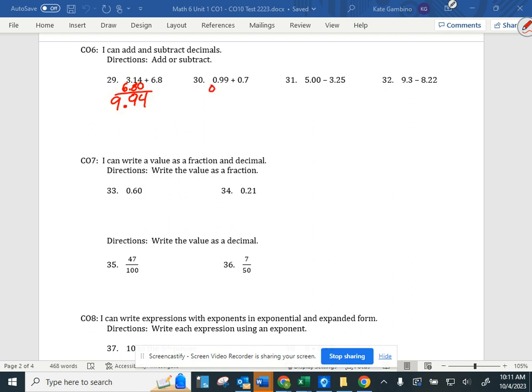This one, 0.7, empty place I put a 0. 9 plus 0 is 9. 9 plus 7 is 16. 1 plus 0 plus 0 is 1. Carry that decimal place straight down.